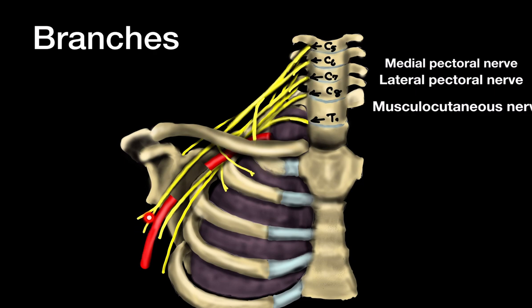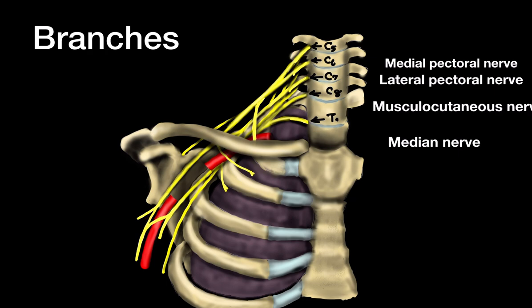The remaining part of the lateral cord, that is after giving off the lateral pectoral nerve and musculocutaneous nerve, will receive a tweak from the medial cord which will cross in front of the third part of the axillary artery. These two unite to form a single nerve called the median nerve. So this is the lateral root of the median nerve and this is the medial root of the median nerve. Now the branches of the lateral cord are lateral pectoral nerve, musculocutaneous nerve and lateral root of median nerve.